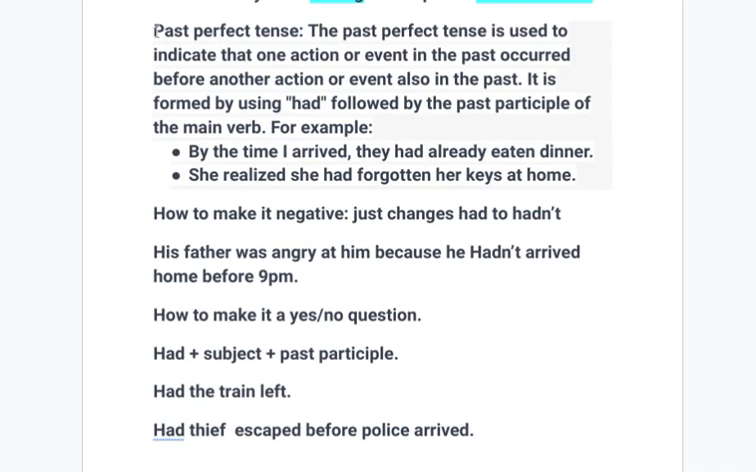So, hey guys, welcome to Virtual Tuition, and in this video, we are going to learn past perfect tense, which is the third type of past tense, and the fourth will be our last. So, let's get started by reading this.